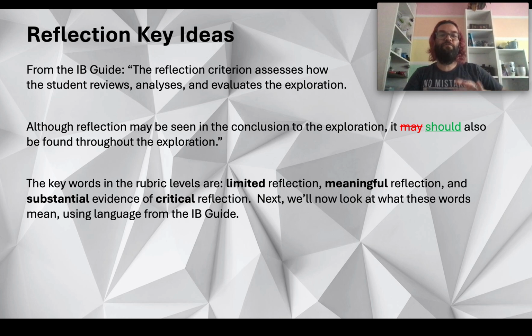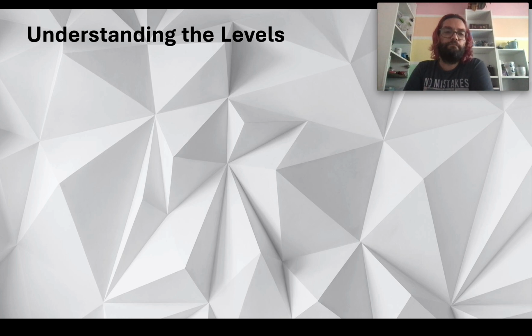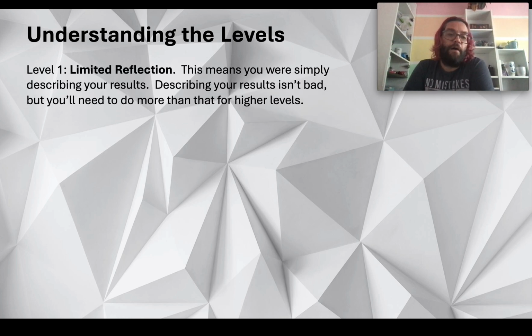So now that we've hopefully got a sense of what reflection is and where it's supposed to be happening in our exploration, we can get into how we achieve different levels of reflection. So, understanding these levels. For level 1, limited reflection, the IB guide is really clear. It basically means that all you were doing is describing your results. And to be really clear, describing results is not bad, but you'll need to do more than that for the higher levels.